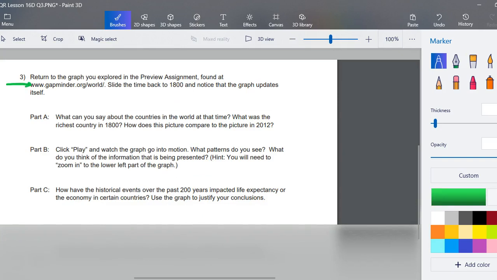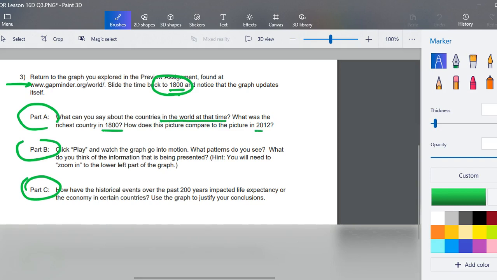We are about to play this Gapminder data, and they're going to ask us to do different things. Like we start by sliding back to 1800 and then watch the graph from there. But before we watch it, I'd like to look at some of the questions they're going to ask us. Part A, what can you say about the countries in the world at that time, back here at 1800? What was the richest country? How does this picture compare to the picture in 2012?